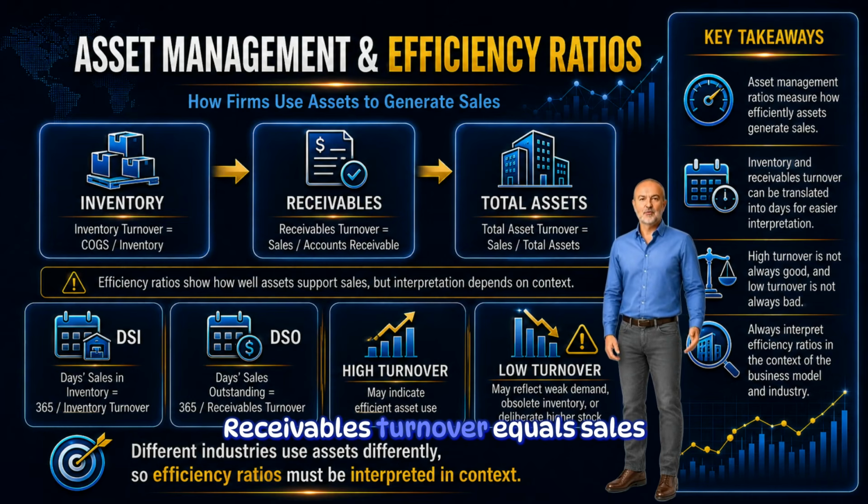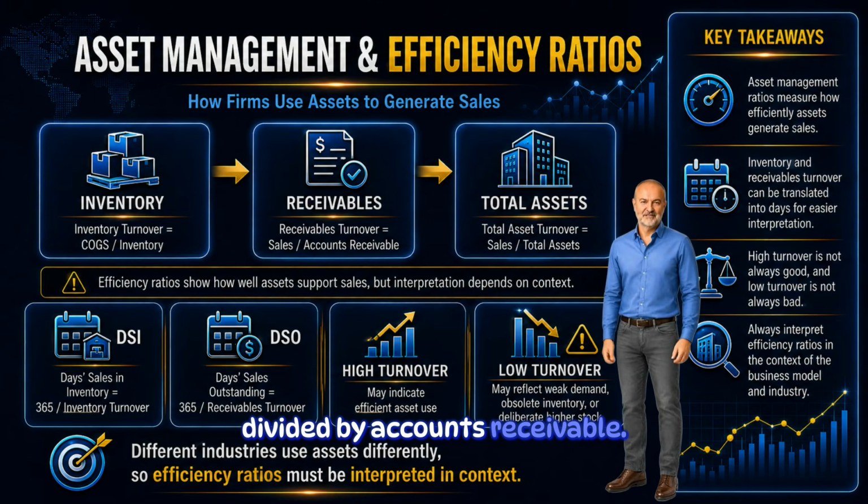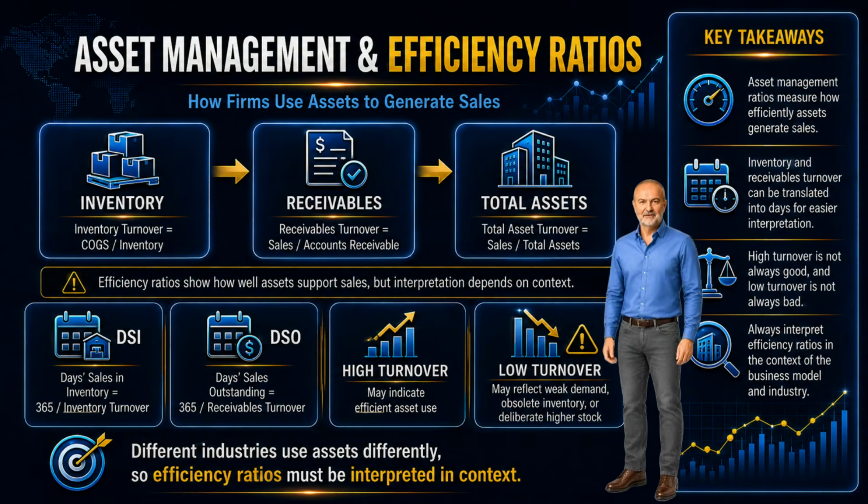Receivables turnover equals sales divided by accounts receivable. It measures how quickly credit sales are converted into cash. Days sales outstanding equals 365 divided by receivables turnover. This estimates the average number of days it takes to collect receivables.